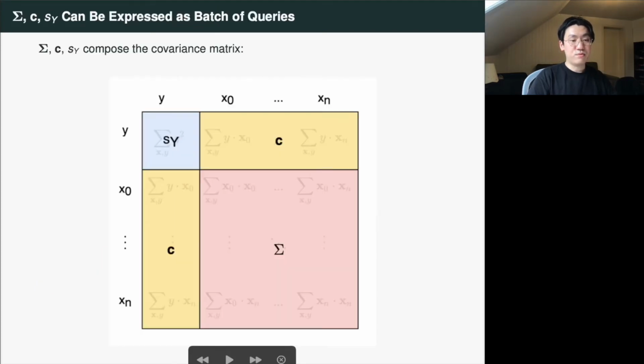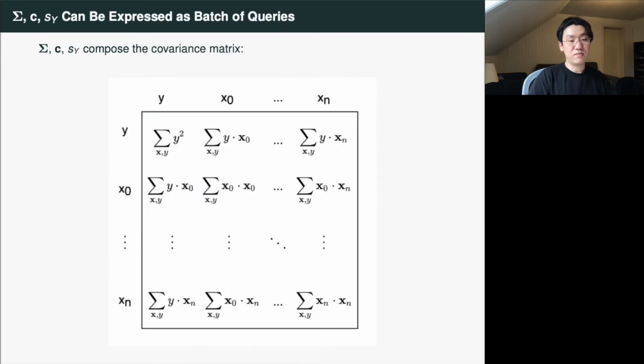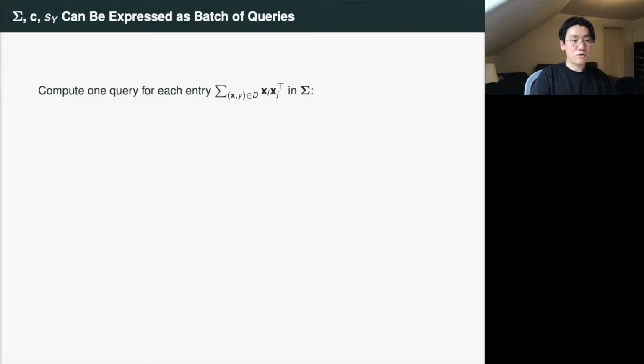By the way, if we put the three data-dependent components to form a matrix, we can see this matrix is very much related to the covariance matrix. It is not exactly the covariance matrix. We need to take away the means from the product, though this means if we can compute these data-dependent components efficiently, we can also compute the covariance matrix efficiently. Covariance matrix is very useful for a lot of other things. I will show you now how to represent these data-dependent components as a batch of queries.